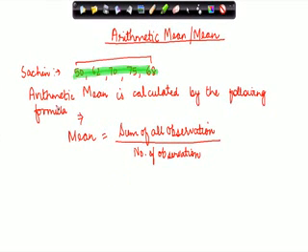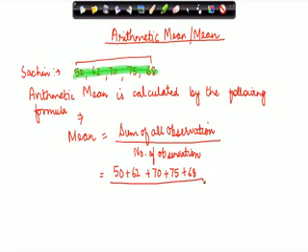Okay, so now if I were to calculate the mean, or the average, or the arithmetic mean of the various scores that Sachin has made, what do I need to do? I need to calculate the sum of all observations. So which are the observations? I have 50, 62, 70, 75, and 68. And then I divide them by the number of observations. Now, how many observations do I have? Let me count. 1, 2, 3, 4, and 5. So I divide this by 5.